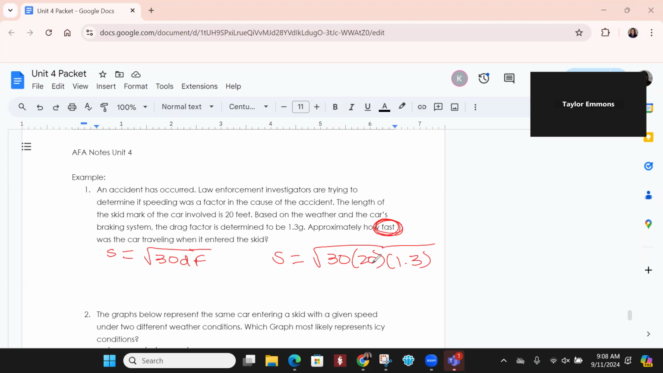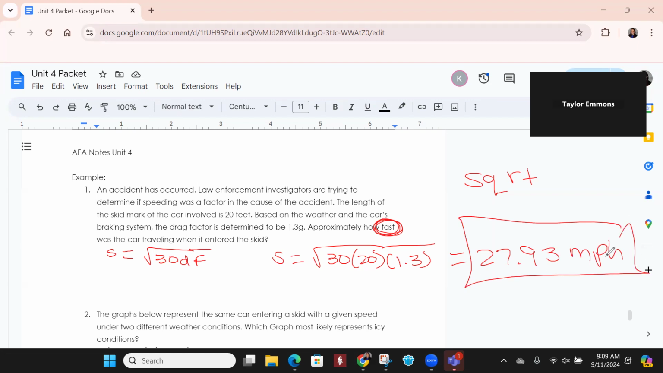So all you're going to do is type this into your calculator. Take a second, do that. If you don't know how to type it into Desmos, you can use the keyboard to get the square root, or you can type in SQRT, and that does the square root as well. So go ahead and take a moment, type this in. Yep. So we get 27.93, and that's miles per hour. The biggest thing in this section is making sure that you use your units.